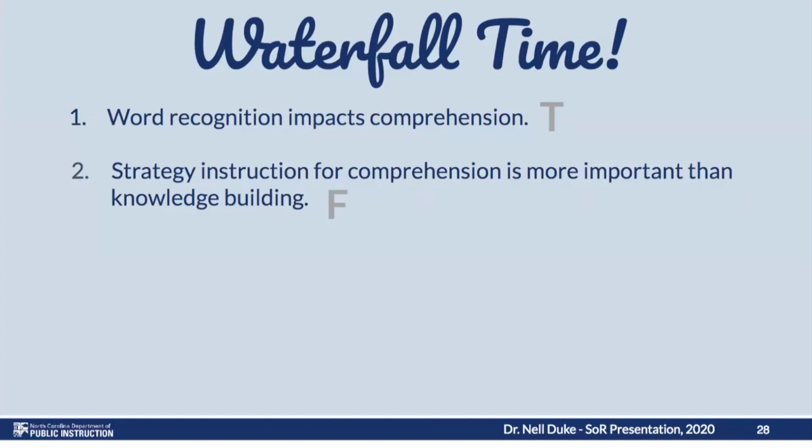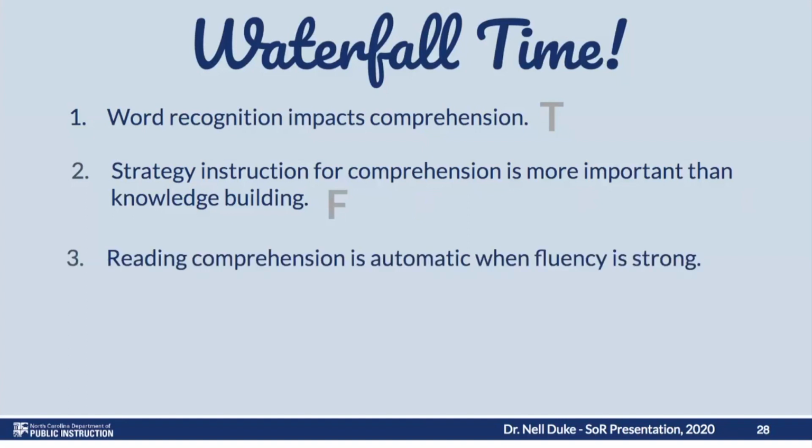Great. All right, number 3. Reading comprehension is automatic when fluency is strong. Is that true or false? Okay, I'm seeing mostly falses and then a couple trues trickle in, mostly falses. Okay, and the answer is false, right? It's not that reading comprehension is going to be automatic when fluency is strong. There is a correlation between fluency and comprehension, but it doesn't automatically mean students will comprehend. So we need, again, to be teaching both the fluency and also the comprehension pieces.